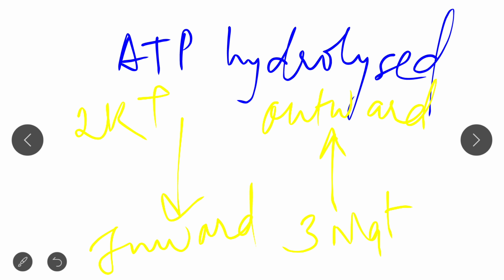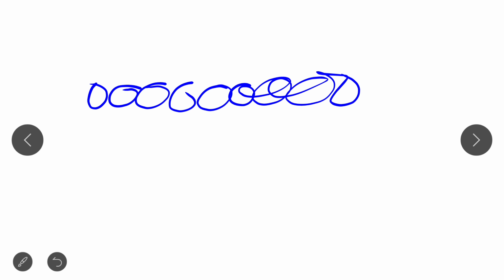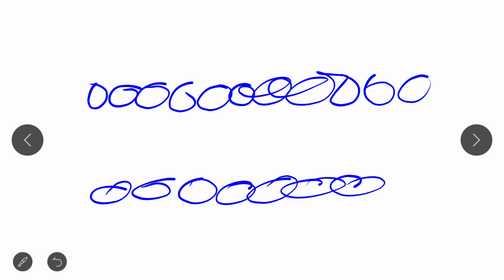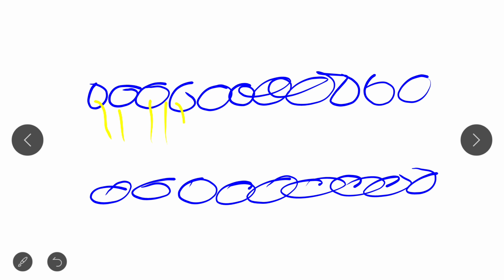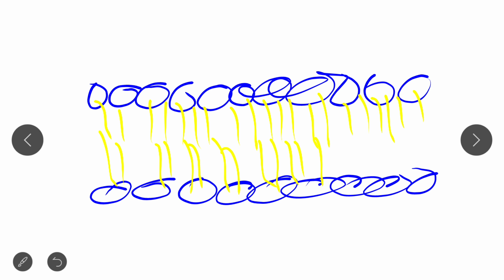Or you can understand this with the help of a beautiful diagram of the plasma membrane. Just look at this diagram. This is the hydrophilic part of the plasma membrane, and this is the hydrophobic part of the plasma membrane. By this diagram you can understand the mechanism of transport.